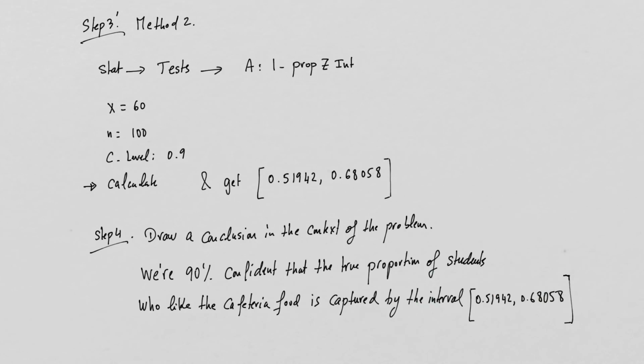The way you say it is, we are 90% confident that the true proportion of students who like the cafeteria food is captured by the interval. You don't say we are 90% confident that the true proportion is here. That's silly. The P is either here or not here. It's either a 0% chance or a 100% chance. P is fixed, it's a number. And the intervals are the variables. And we're saying about 90% will capture the true proportion P. We actually still don't know what that P is. But we're 90% confident that that number we're looking for is stuck somewhere in here, is captured by this interval.